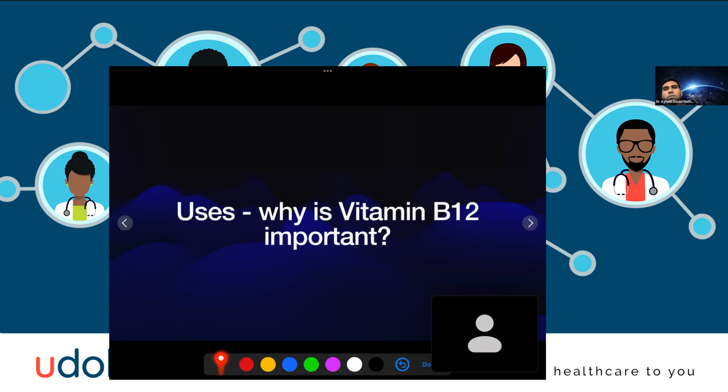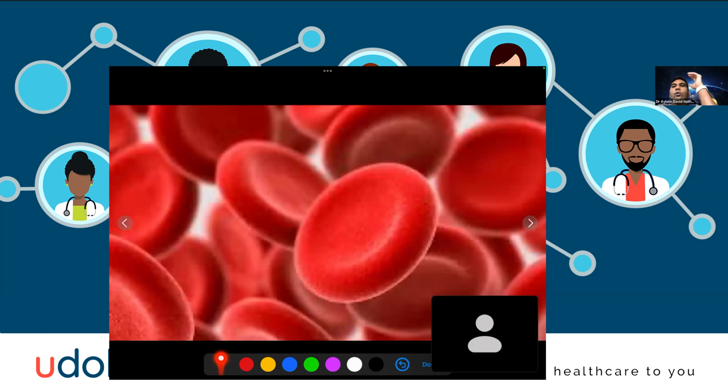Now, the uses of vitamin B12, why should we care? Why is it so important? So the first thing is that it's important in your red blood cell formation. Red blood cells obviously are used to transport your oxygen and your nutrients throughout the body itself. And a drop in your vitamin B12 levels will result in a macrocytic hyperchromic anemia.